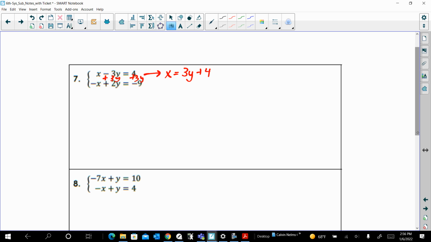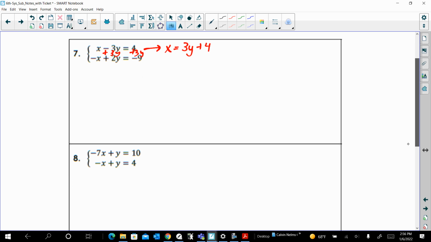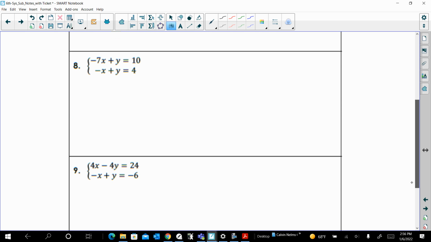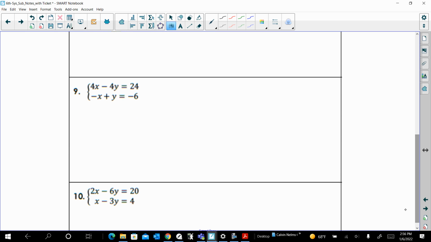Now, I want you to do 7. You're going to do the same thing for 8. But I'm going to talk about 9 and 10. 9 and 10 are special cases. I'm going to put a little special example or cases. Now, you're still going to go through the same 4 steps, which is to isolate the variable.